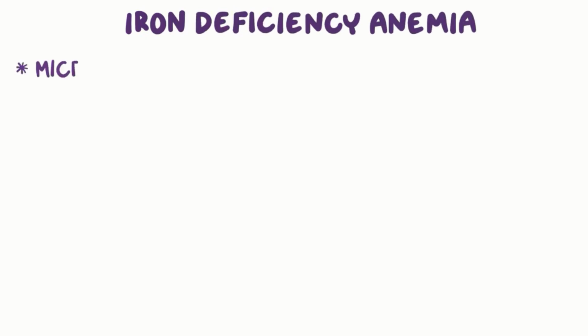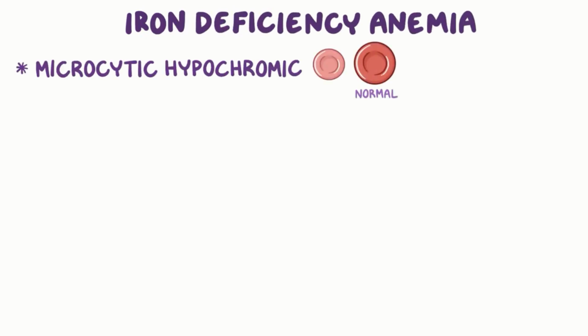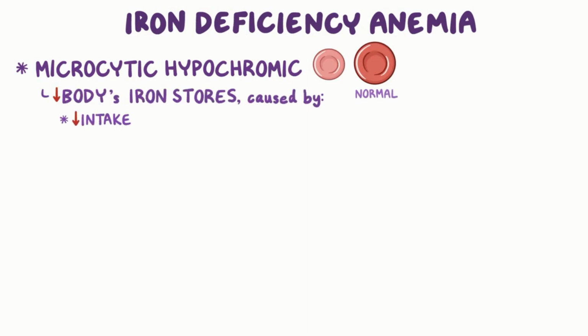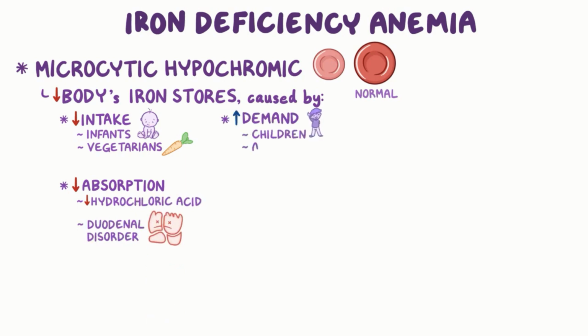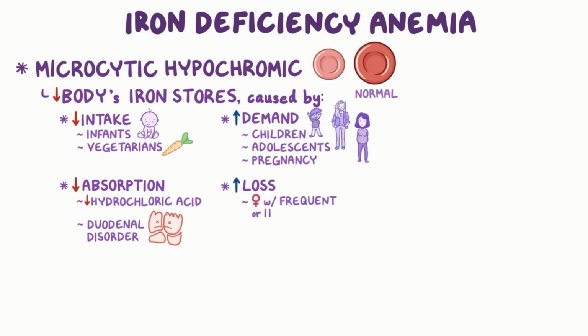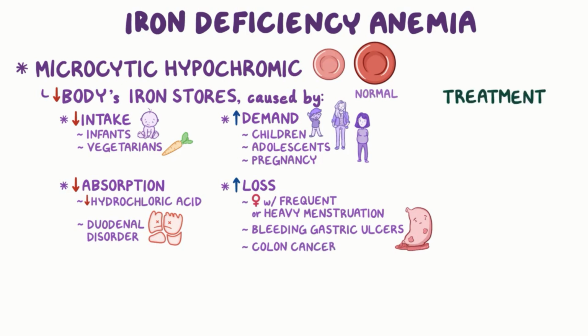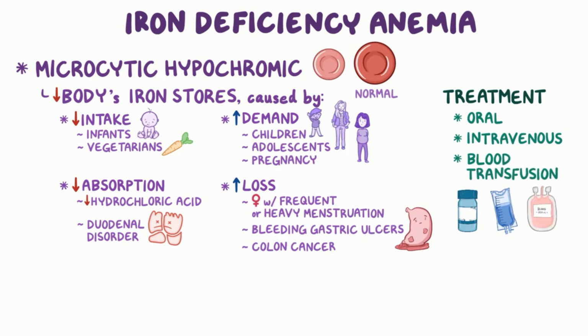Alright, as a quick recap, iron deficiency anemia is a type of microcytic, hypochromic anemia caused by a decrease in the body's iron stores. It can be caused by decreased intake, which is seen in infants and vegetarians, decreased absorption due to decreased hydrochloric acid production or duodenal disorder, increased demand, which is seen in children, adolescents, and pregnant females, and increased loss in the case of females with frequent or heavy menstruation, bleeding gastric ulcers, and colon cancer. Treatment involves oral or intravenous iron supplements or blood transfusion in severe cases.